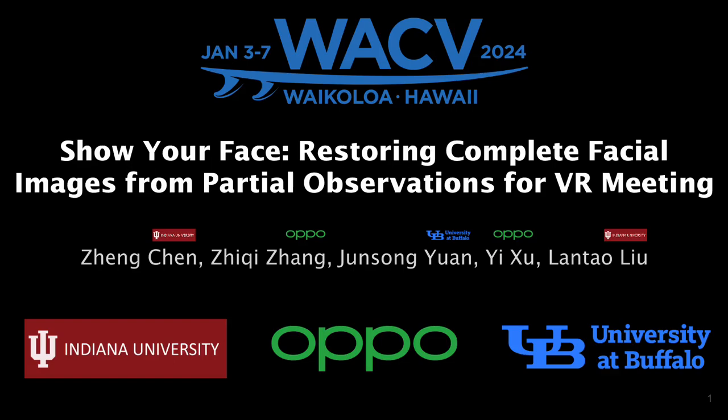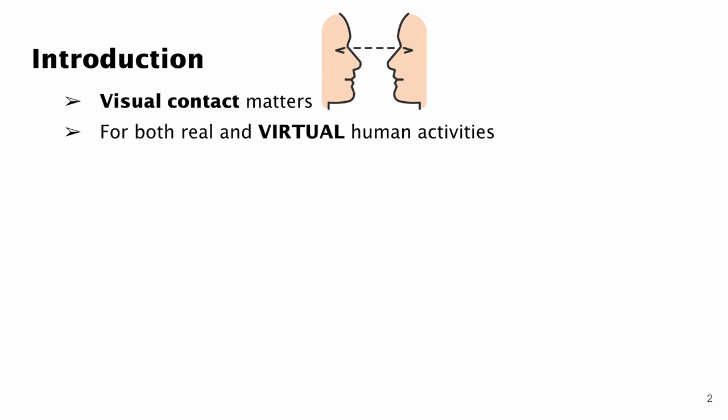Hello everyone. In this work, we present a novel model that restores complete facial images from partial observations from meetings in virtual reality. Visual contact is important for both real and virtual human social communications because it can increase the level of presence and comfort and promote close interaction among communicators.